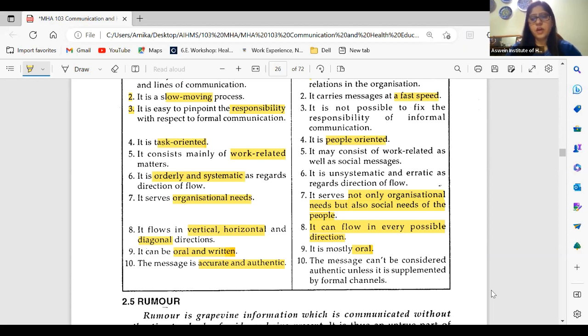There is no specific path. Formal communication is mostly written and sometimes oral also, but informal is only oral. There is no written communication. If we talk about formal, the information is accurate and authenticated because it is systematic. Its origin anyone can find. It mostly adheres to the organization's rules. Whereas the messages in the grapevine, you cannot trust them as they are based on some person's perception. Okay.